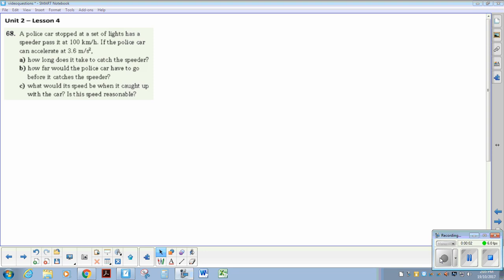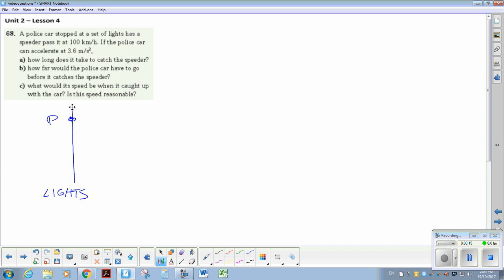Hello, I've had a question in Unit 2, Lesson 4, number 68. So we have a police car that stopped at a set of lights. What I'm going to do here is set up my location of the lights. Here's the police car. And we have a speeder that passes while that car is sitting there at 100 kilometers an hour.